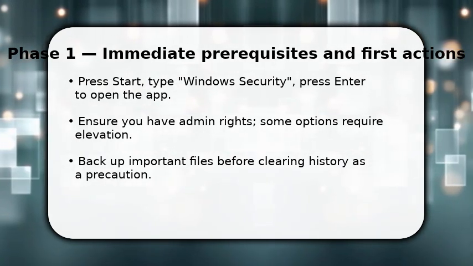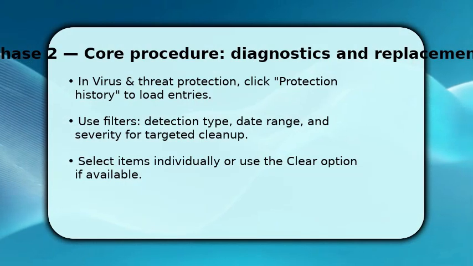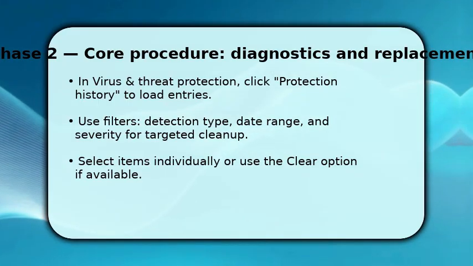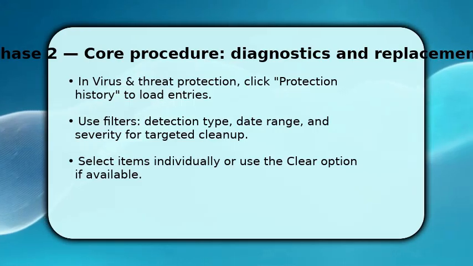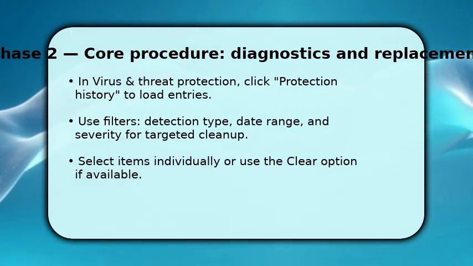Now you access protection history to view logged events. Click Protection History and wait as Windows loads items. Once done, use the filters to narrow by detection type, date range, or severity so you only remove what you intend. You can select individual entries for removal when the option appears. Sometimes items are grouped, so expand details to reveal delete controls. Be aware, some entries reflect actions taken by the system, not active threats, so confirm each item.